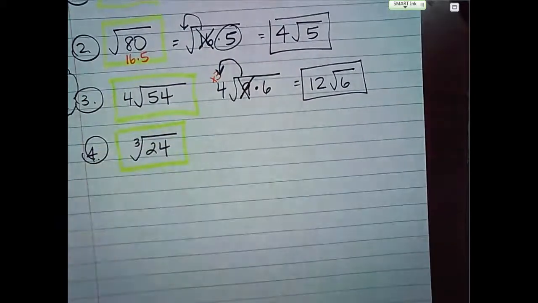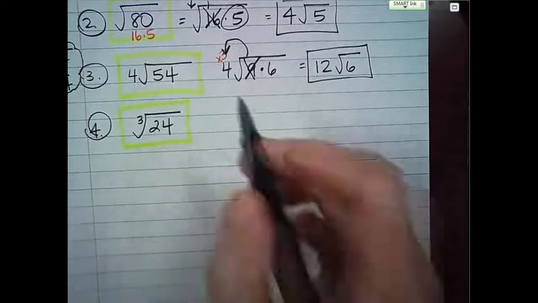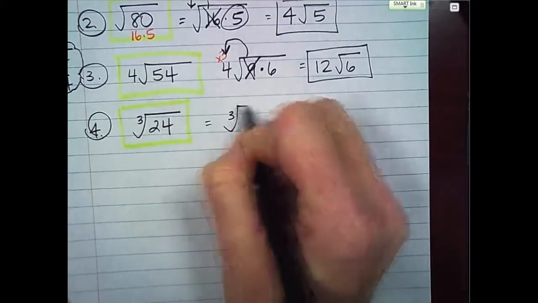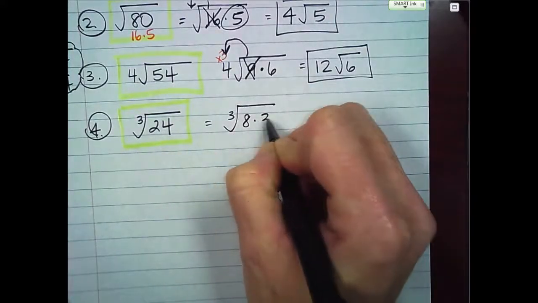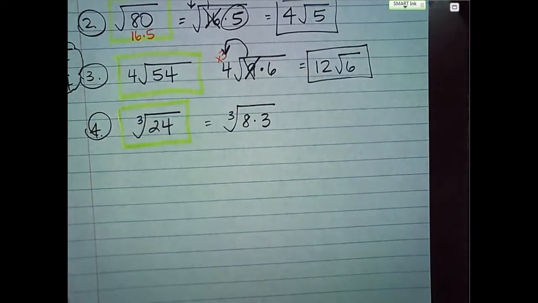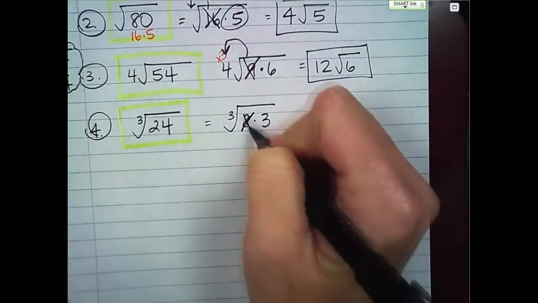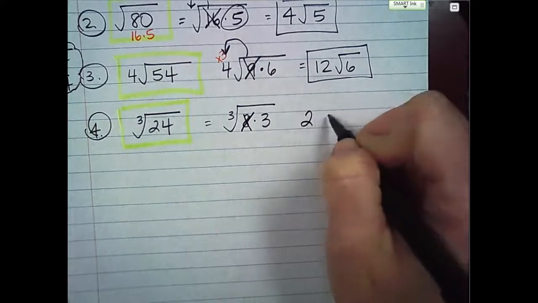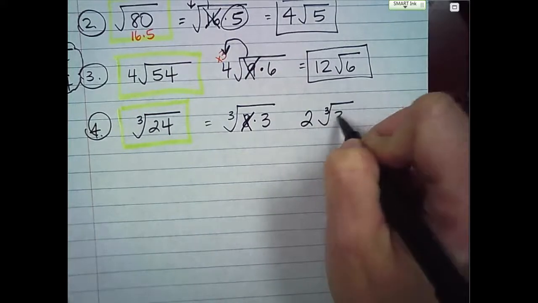The cube root of 24. Now instead of looking at perfect squares, you look at your perfect cube list, right? The perfect cubes are 8, 27, 64. The list gets big fast. So what fits in here? 8. So the cube root then would just be 8 times 3. You can actually take the cube root of 8. So 2 cube root 3. The 3 stays inside.